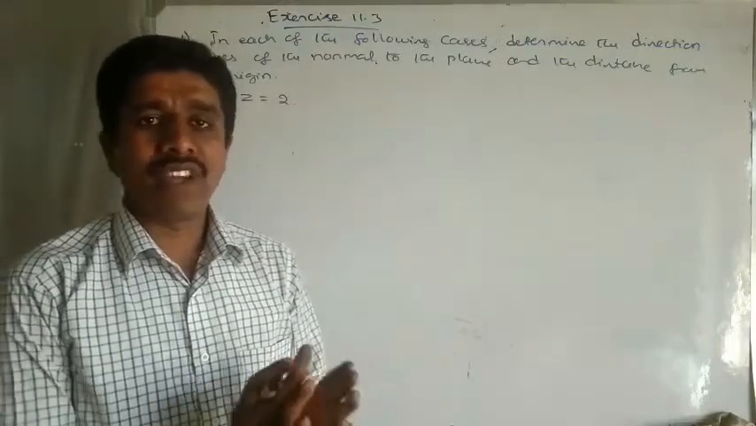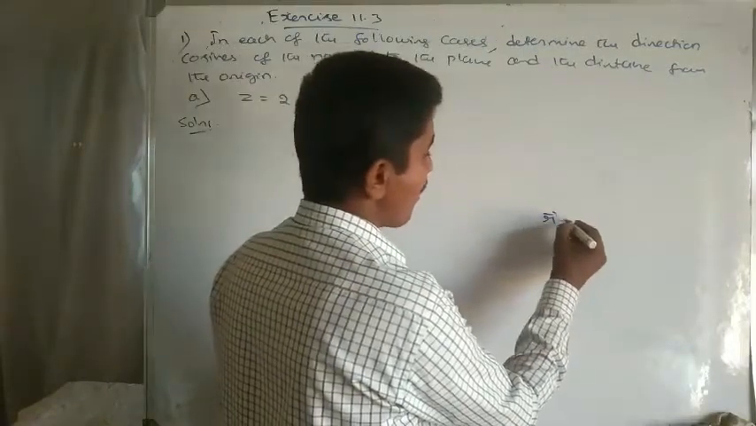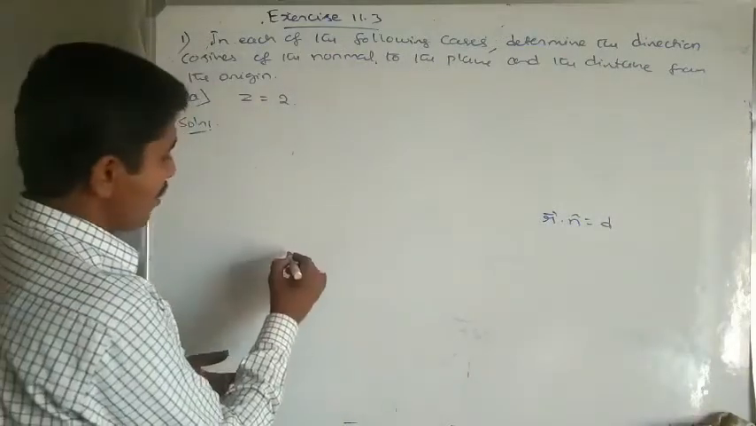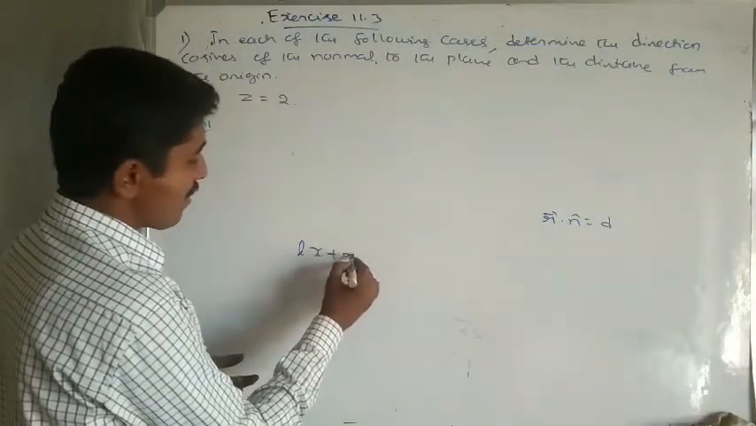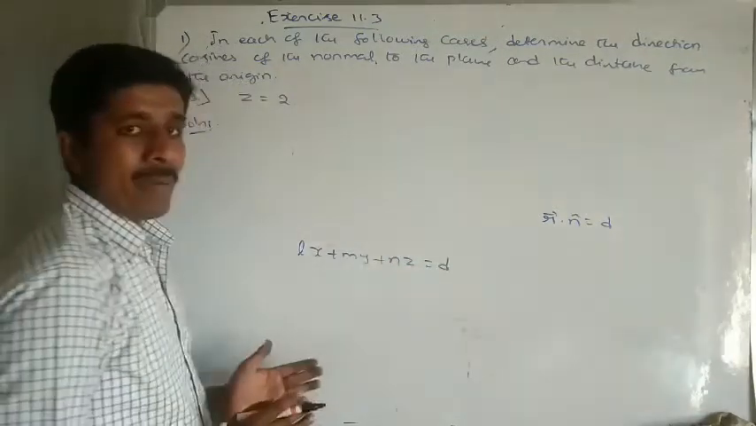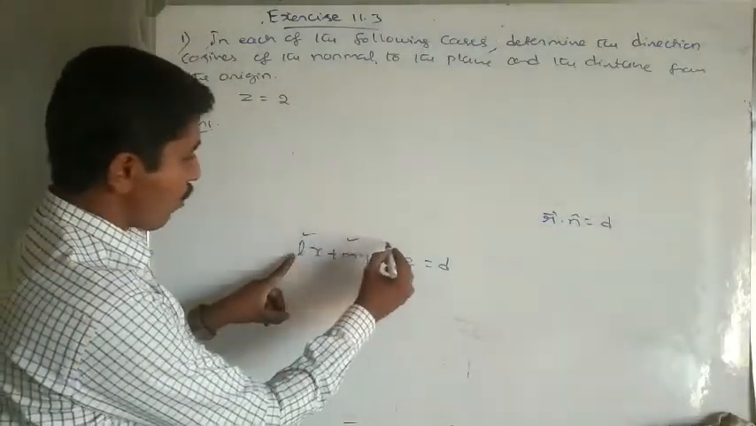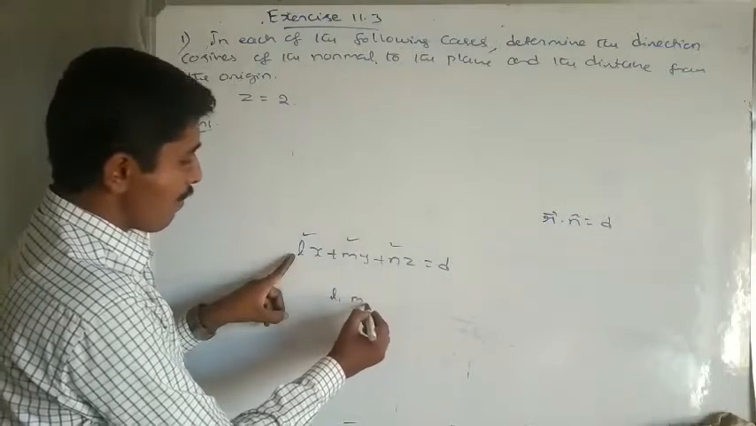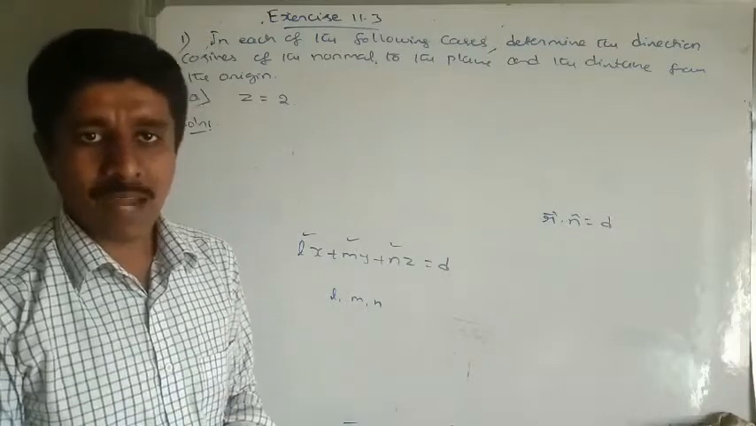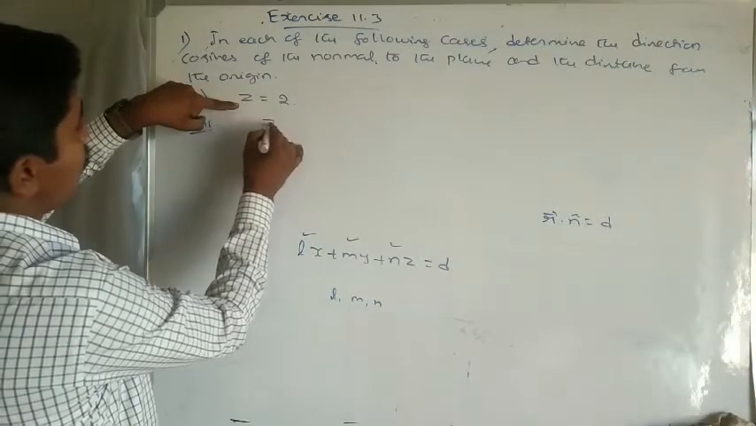We know that the equation of the plane in normal form, vector form, is given by vector r dot n cap is equal to d. Cartesian form is Lx plus My plus Nz is equal to d. Here d means perpendicular distance from origin to the plane. Here the x coefficient, y coefficient, z coefficient, L, M, N are the direction cosines of the normal to the plane. So here the given plane equation is z equal to 2.